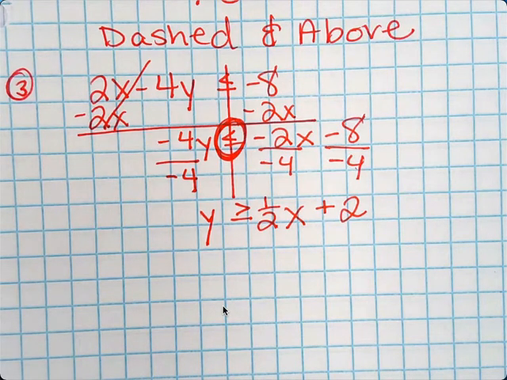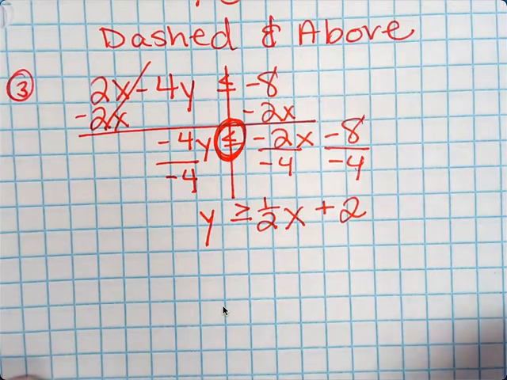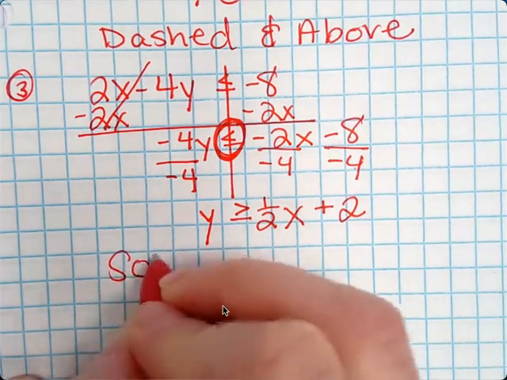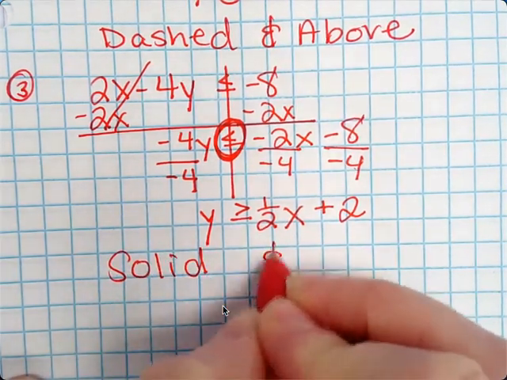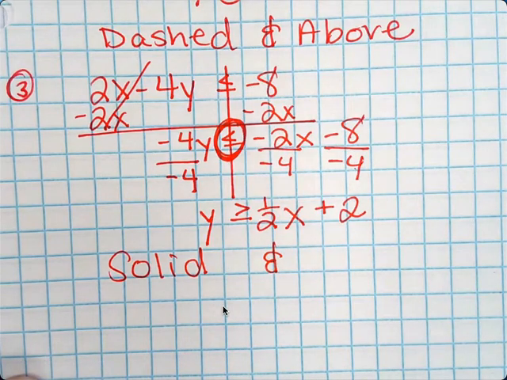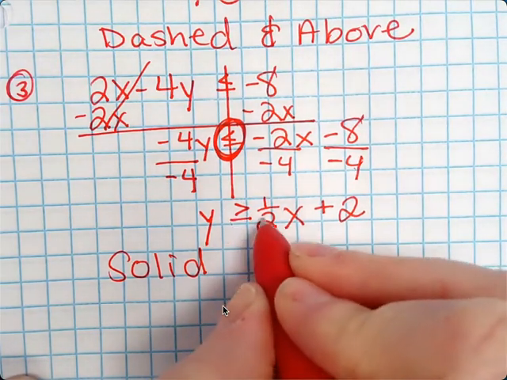So is this going to be dashed or solid? Solid, because that's or equal to. And shading above or below? Above, because this is a greater than sign.